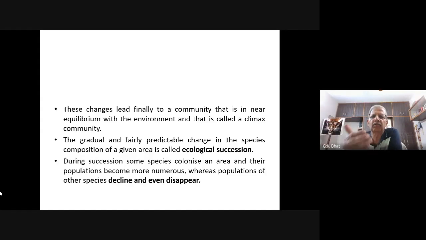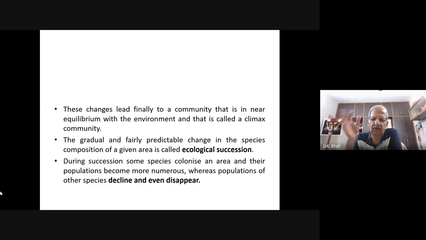So whenever you come across some change in the habitat, in a given habitat, you come across a particular type of species. When that particular habitat gets changed, you come across new species to invade there. And these new species increase in number, their population increases. At the same time, the older species start declining in number and eventually disappear. This is what you see during ecological succession.